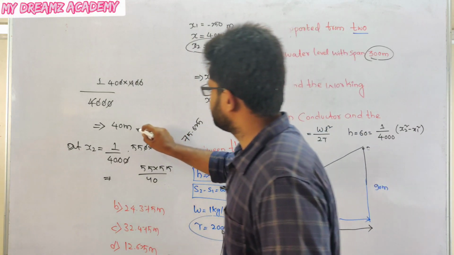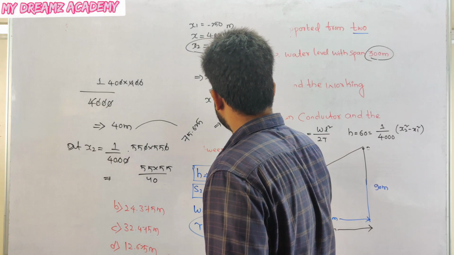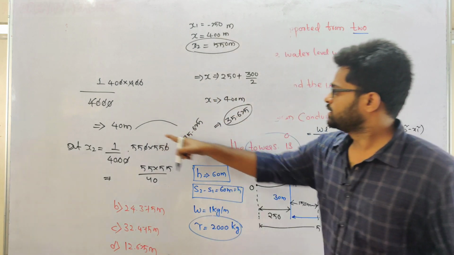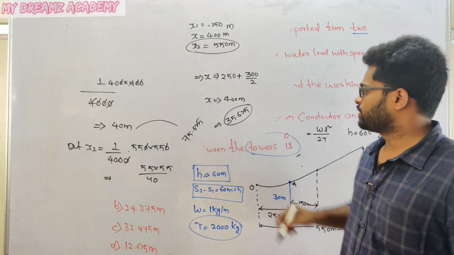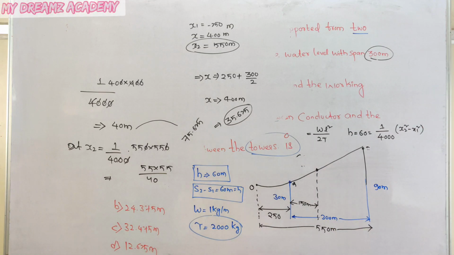75.625. What is the difference between these two? The difference between these two is 35.625, at midway, at this place, 35.625.